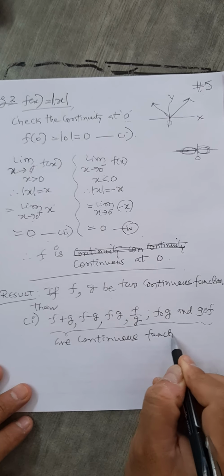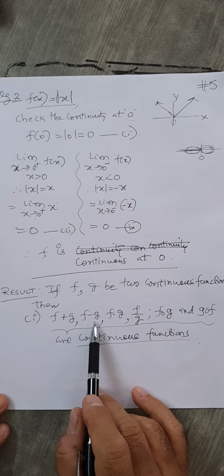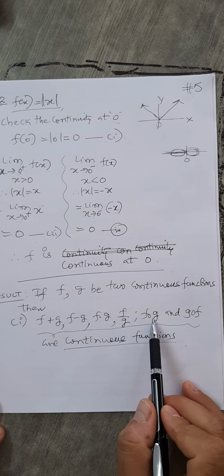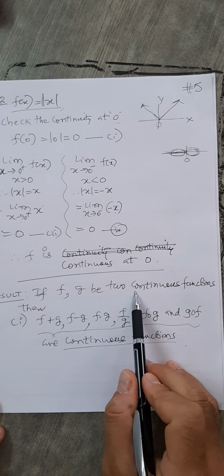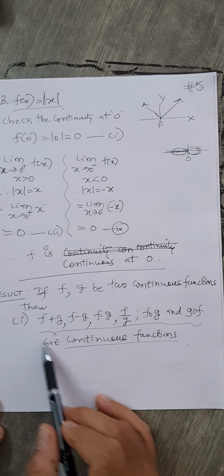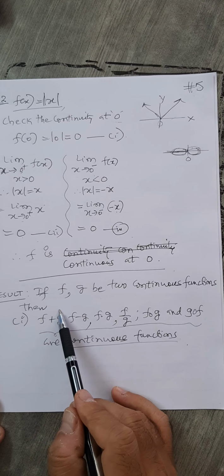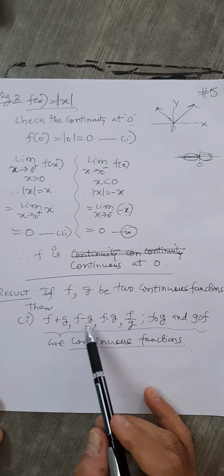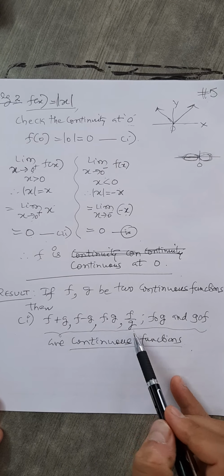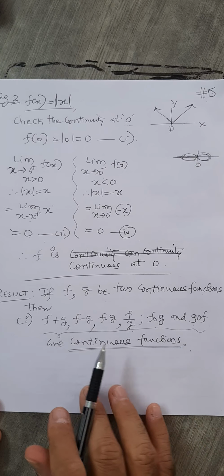This says, in another language, that summation, subtraction, multiplication, division, and composition of two continuous functions is always a continuous function. This is a very commonly used result. If two functions are continuous and you add them, it would always be continuous. The subtraction would be continuous, multiplication would be continuous, division would be continuous, and composition are always continuous functions.